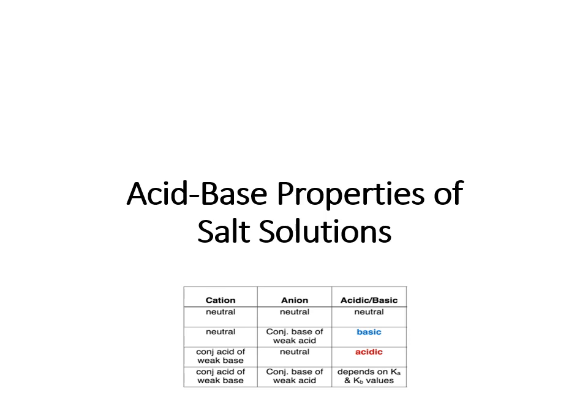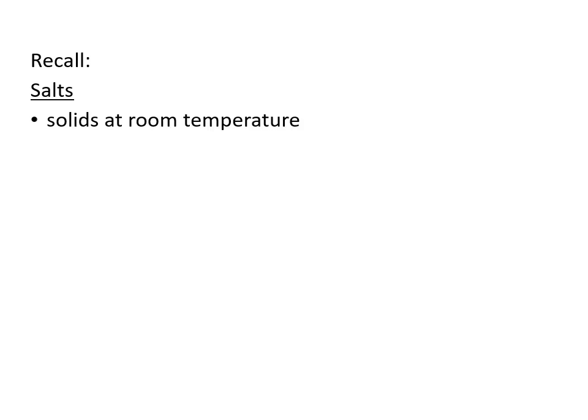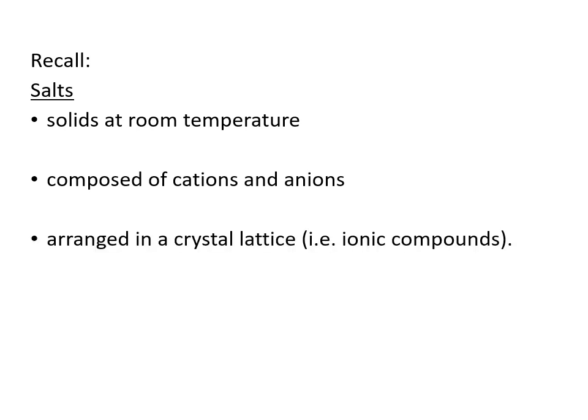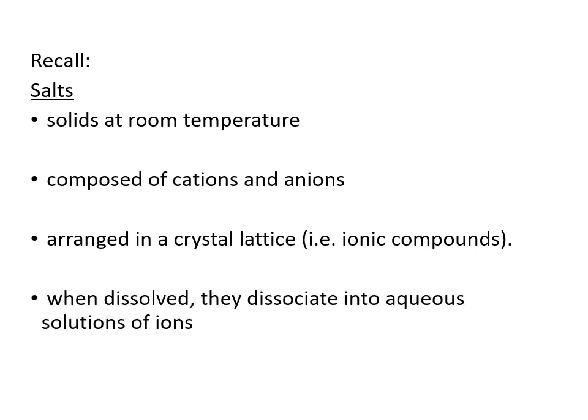Acid-base properties of salt solutions. So salts, by that we mean ionic substances. These things are solid at room temperature. They've got cations and anions in a particular ratio. They're arranged in this crystal lattice structure, making them solid at room temperature, also known as ionic compounds.